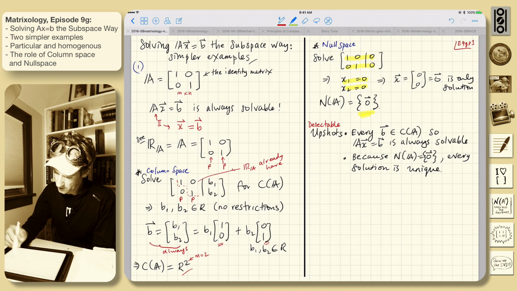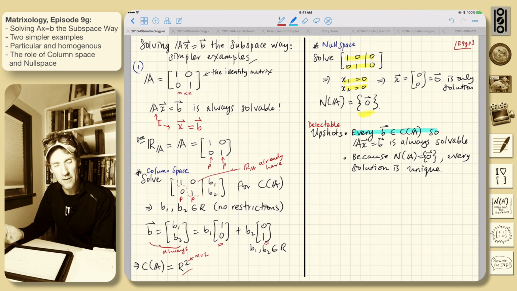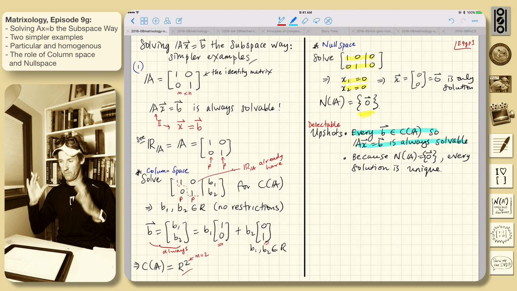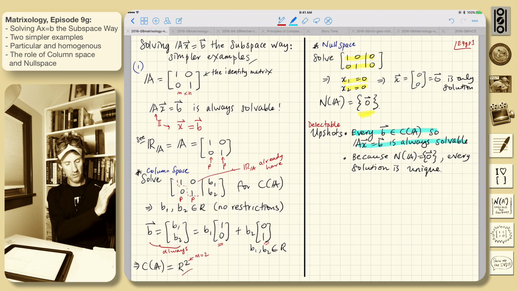So this is this statement here, because B, let's give it a different color, because every B is in the column space of A. You can't be outside of it. And we've figured out that means that Ax equals B is solvable, right? So if we take all the combinations of the columns of A, we make all of R2, therefore any B can be made, right?